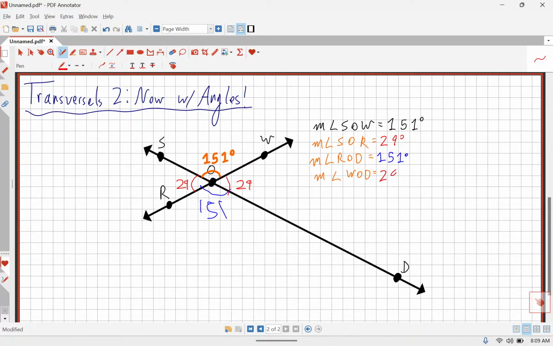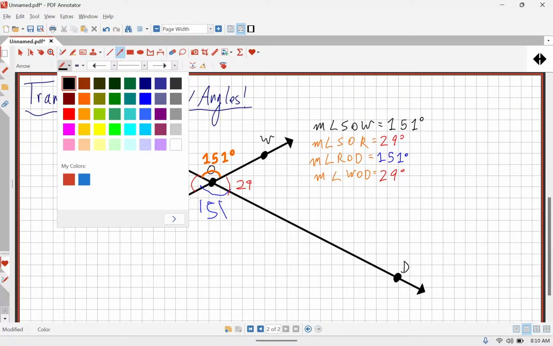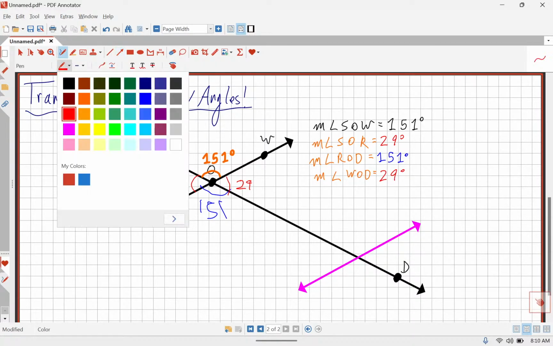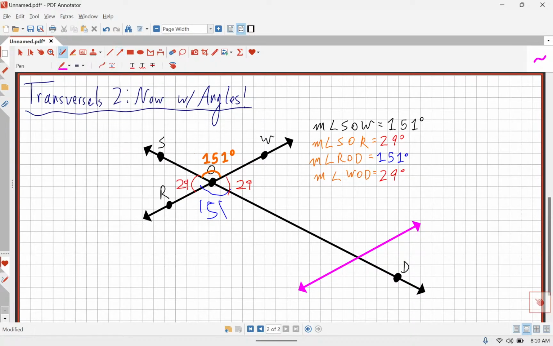That's the whole point of doing the angle work last year, was I would give you one angle here, and then you would be able to tell me the rest. Here's how we're going to turn that into an 8th grade thing. Got a pencil? I want you to draw a line that is parallel, and this is really important, parallel to RW, right? To RW. Just try to make it go the same direction is what I'm saying.